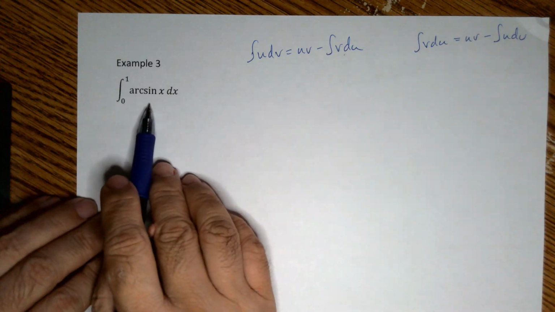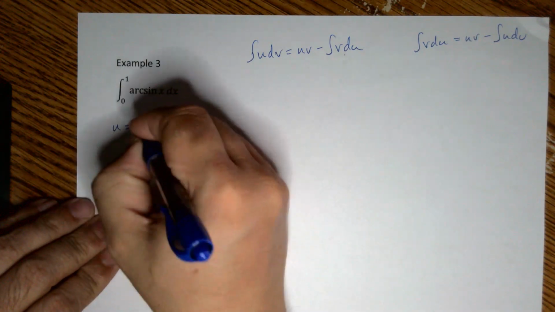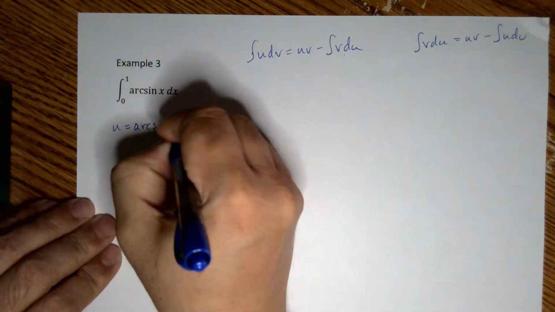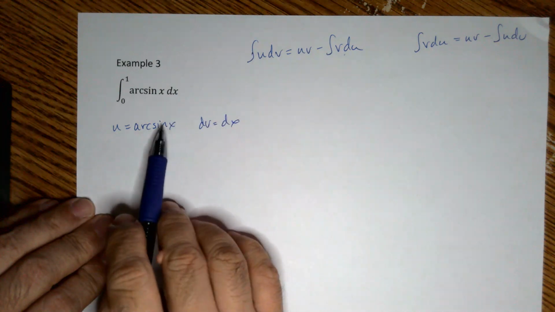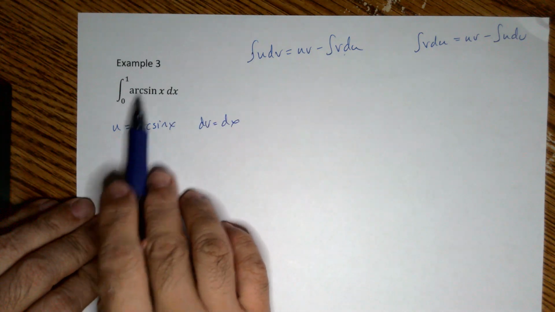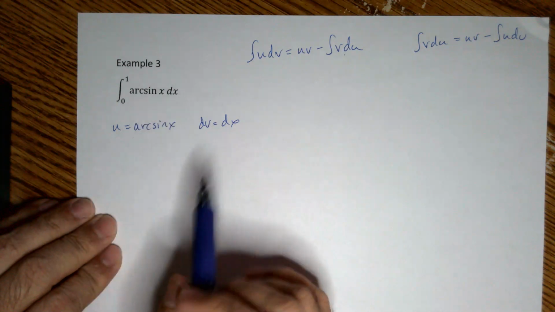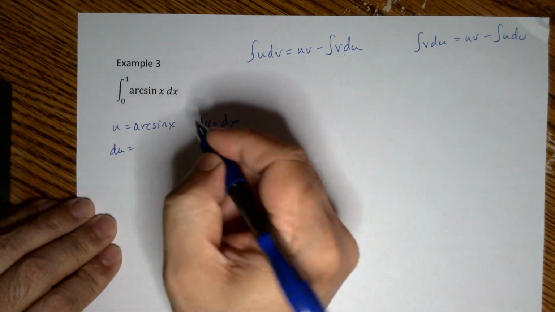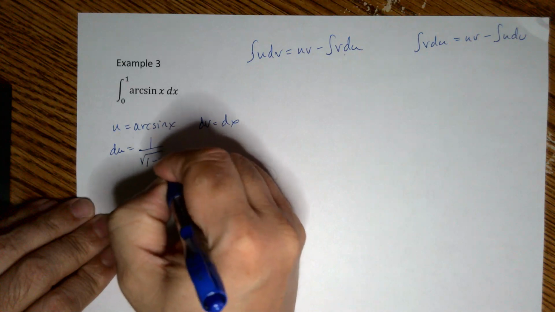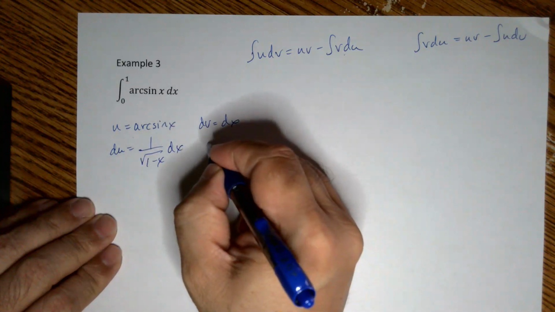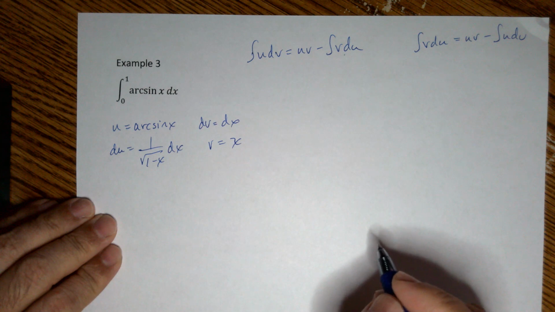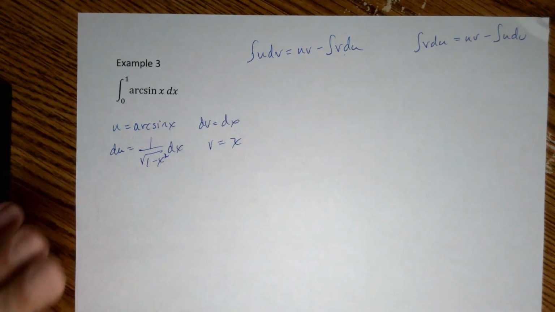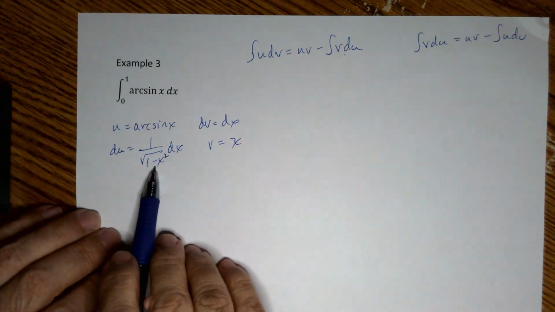So here, I'm going to let u equal arc sine x, and dv equals dx. So remember, the goal is you want to let u equal the function that when you take the derivative becomes simpler. So du equals 1 over square root of 1 minus x squared dx, and v equals x. Sorry, I made a mistake. That's the derivative of arc sine x.